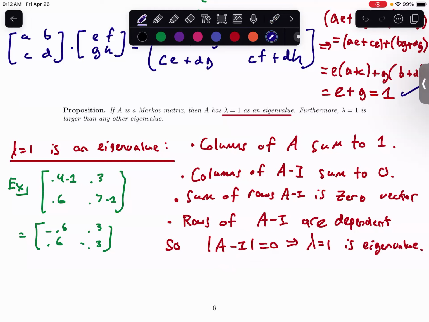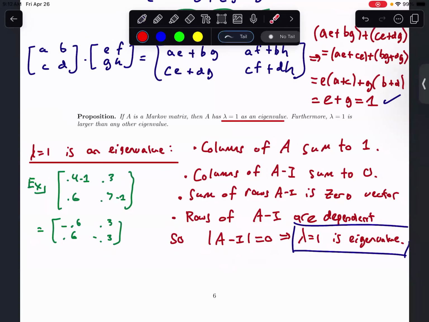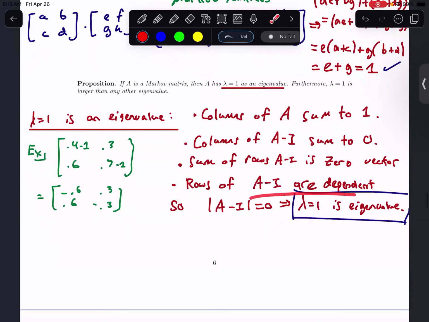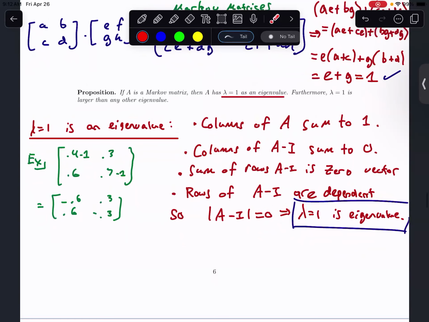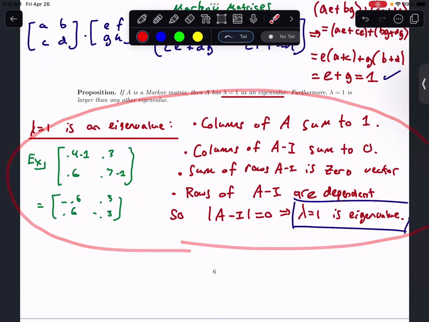Which is exactly what we wanted to show: lambda is equal to 1 is an eigenvalue, and we've done that. And we didn't have to do anything too fancy, just use the fact that the columns sum to 1. So if you subtract 1 from one of the entries, it ends up summing to 0, which then means the rows are dependent, and then lambda is equal to 1 will be an eigenvalue. Okay, any questions about this part of the proof?